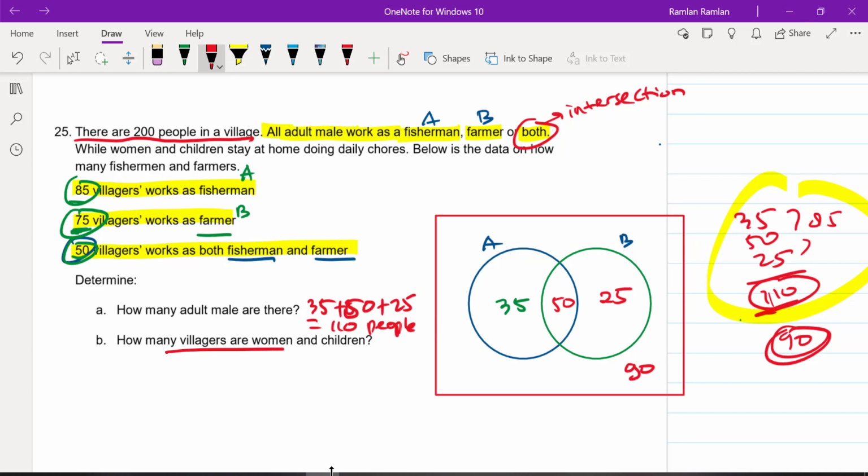Next, how many villagers are women and children? Again, if we can see here the third sentence, women and children stay at home doing daily chores. So the women and children do not include into the fisherman or farmer. So they will be outside the circle but still in the village, right? So the women and the children are represented by this 90, because 200 minus 110 equals 90. So 90 people are women and children in the village.